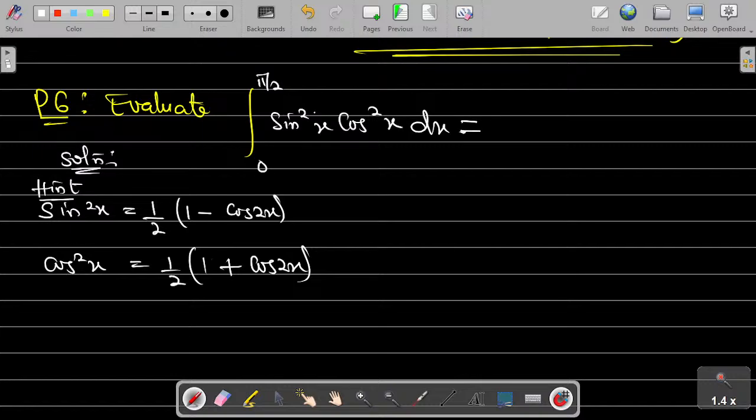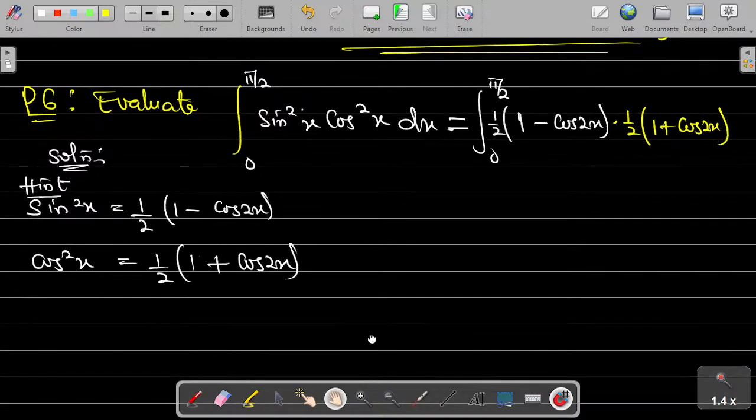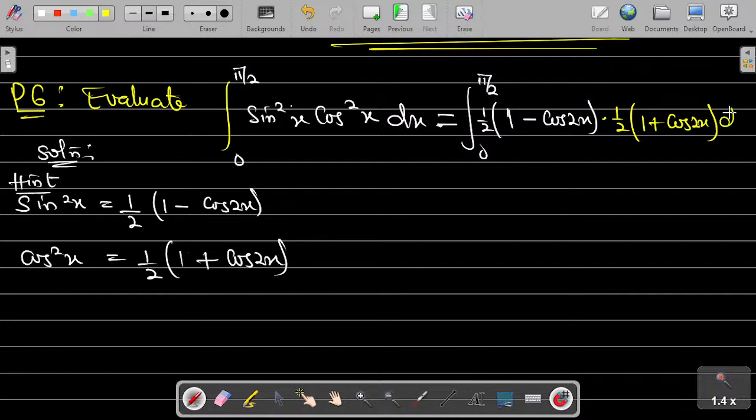Okay, so that means this is going to become the integral, of course this is a definite integral, so from 0 to pi over 2. We are going to have sine squared x as half outside here, times 1 minus cos 2x, then multiplied by half again into the bracket of 1 plus cos 2x. Okay, we close the bracket and then we have the dx.